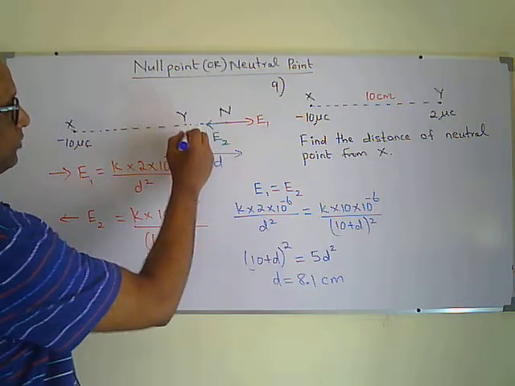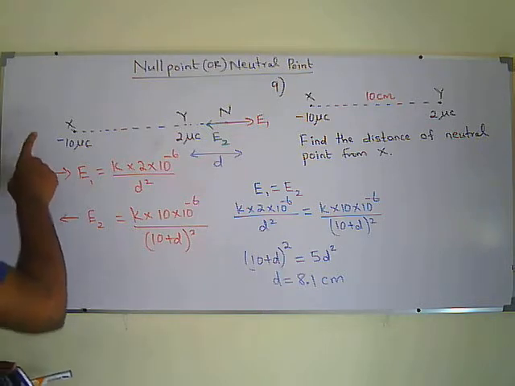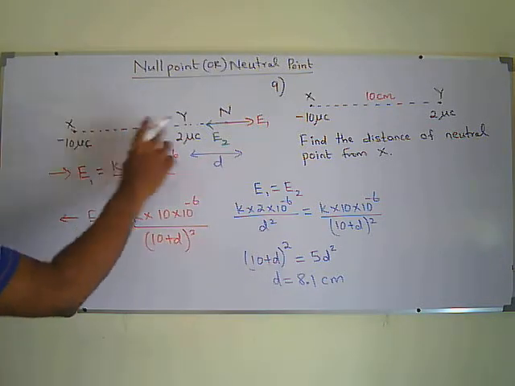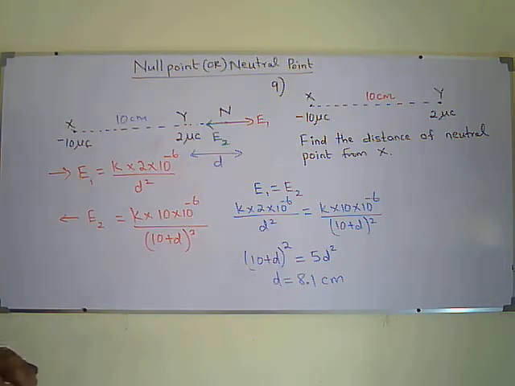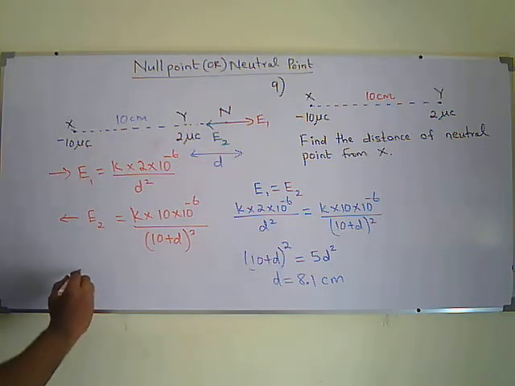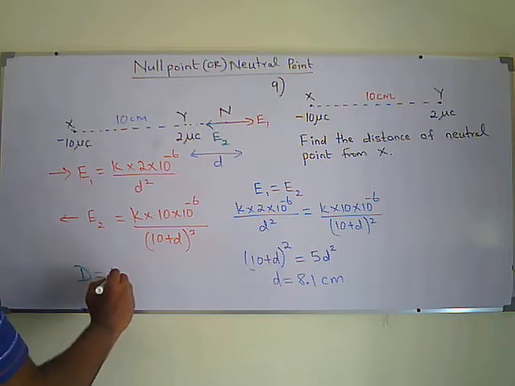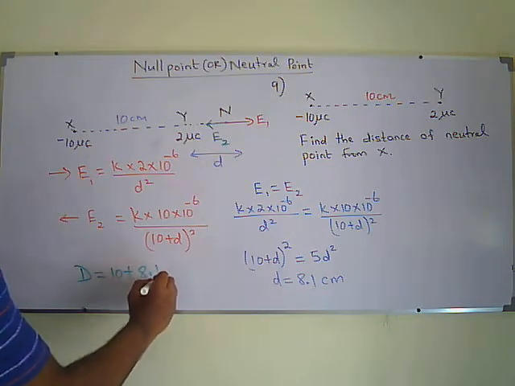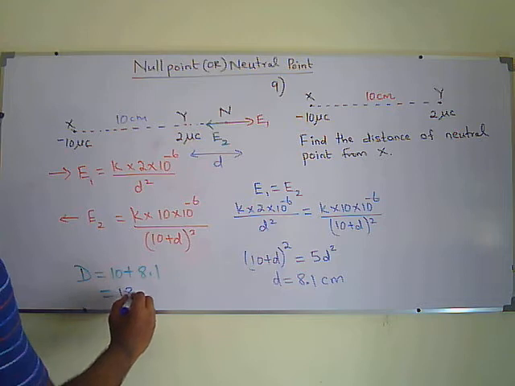So d is measured from point y. The question is from point x. So the distance of the neutral point from x will be, this is 10 centimeter. So 10 plus 8.1, that will be 18.1 centimeter. Okay, so the final answer, I can call it as capital D, the distance of the neutral point from x, that will be 10 plus 8.1, that will be 18.1 centimeter.